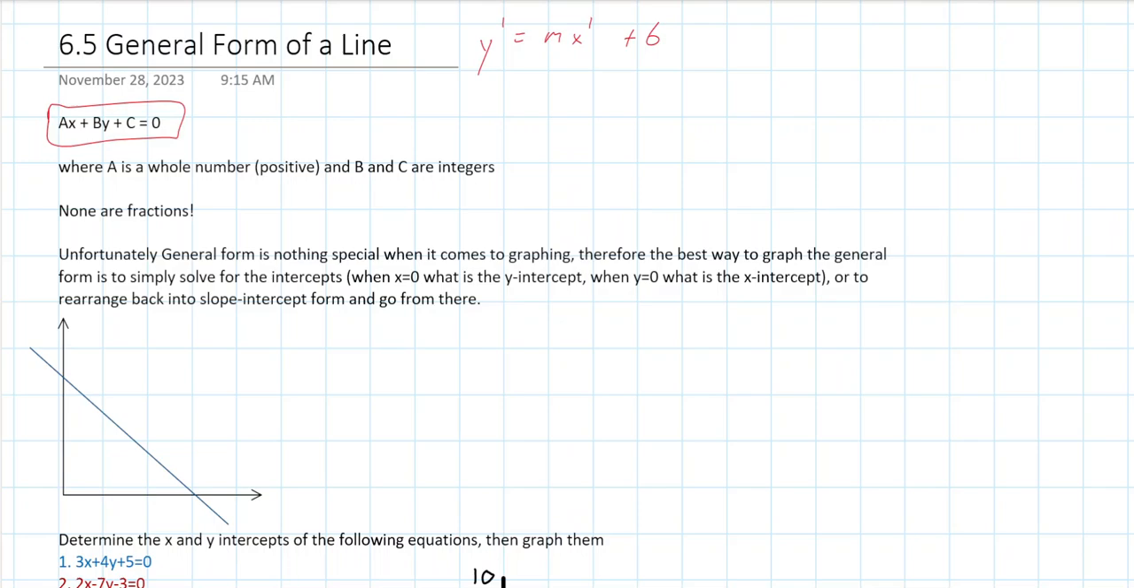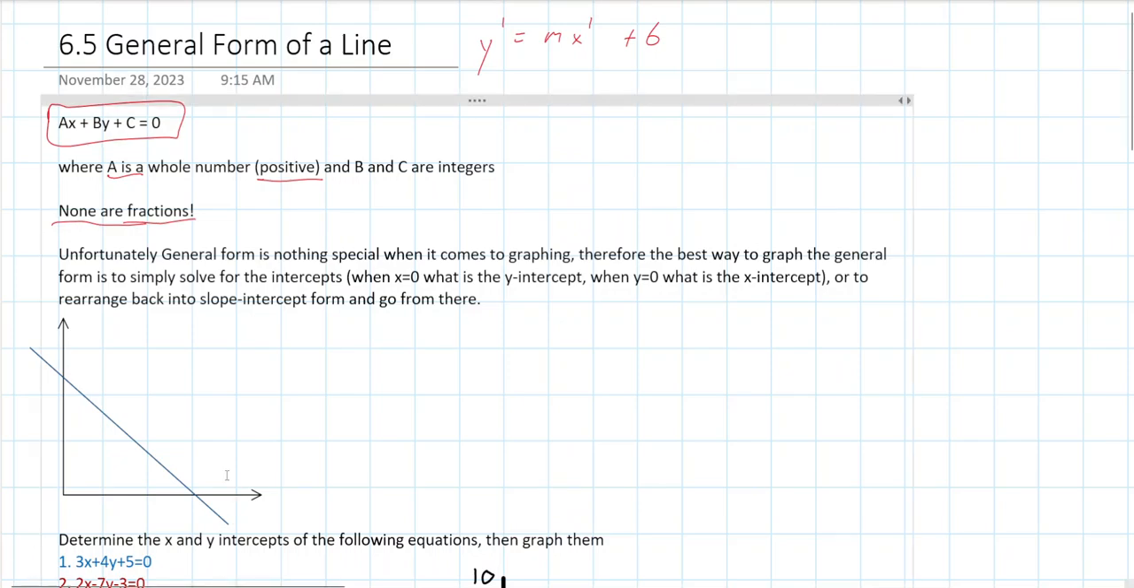And then the next part that's important is that a is a positive number, okay, and none of a, b, or c are fractions. So a is positive, b and c also have to be integers.